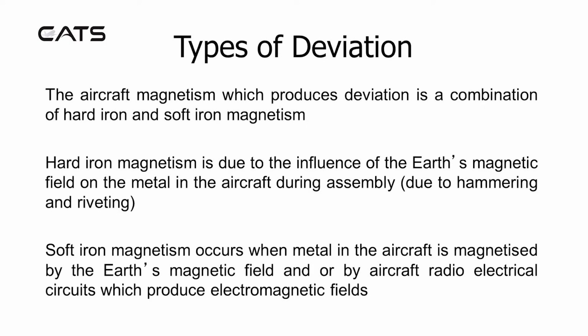Types of deviation. The aircraft magnetism which produces deviation is a combination of hard iron and soft iron magnetism. Hard iron magnetism is due to the influence of the Earth's magnetic field on the metal in the aircraft during assembly, due to hammering and riveting. Soft iron magnetism occurs when metal in the aircraft is magnetized by the Earth's magnetic field and/or by aircraft radio-electrical circuits which produce electromagnetic fields.